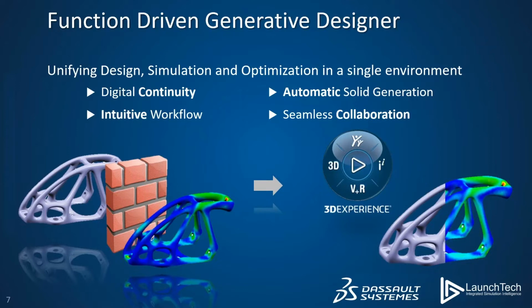Okay, so with this 3D experience platform, we get the digital continuity. So when I say digital continuity, if you see the image on the left side, we see our engineering design, and then we see the simulation, right? In between we also see a wall. What that means, and on the right side we see there is just one 3D experience platform, and then we see the design and simulation together. I will talk a bit in detail about this in the upcoming slide.